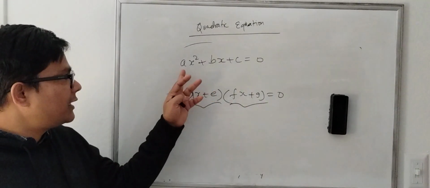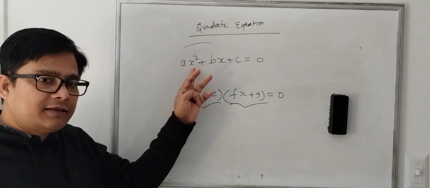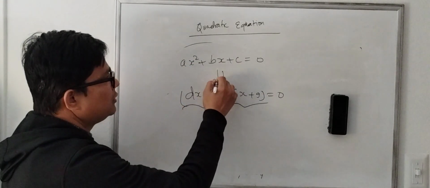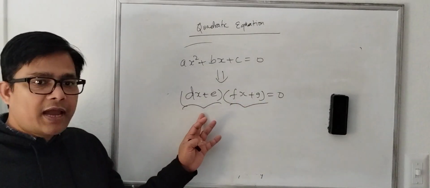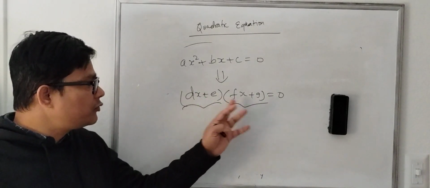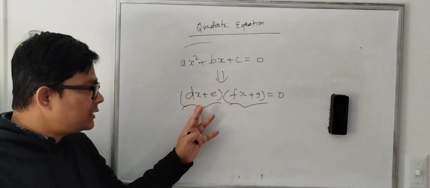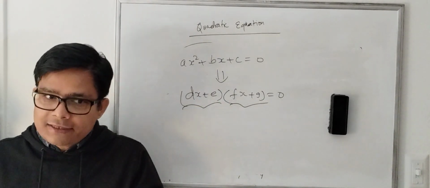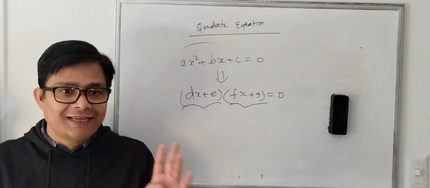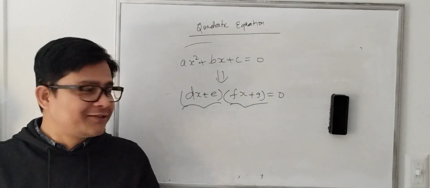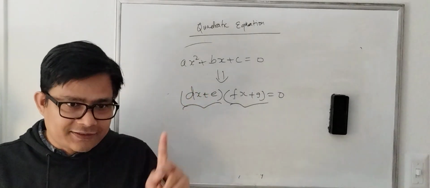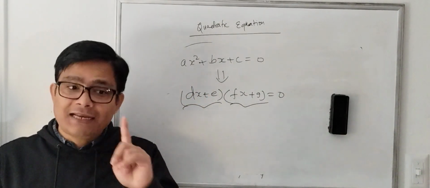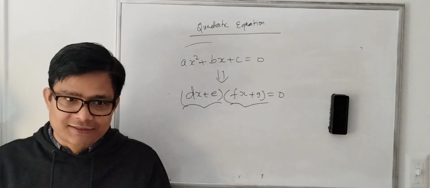So what you see here, I converted this quadratic into two linear equations. When you have multiplication of two linear equations, it means either this term is 0 or this term is 0 or both are 0. So what does it suggest? It suggests there are two solutions. So any quadratic equation will have at max two answers, not more than two. It can have one answer, but it cannot have more than two answers.